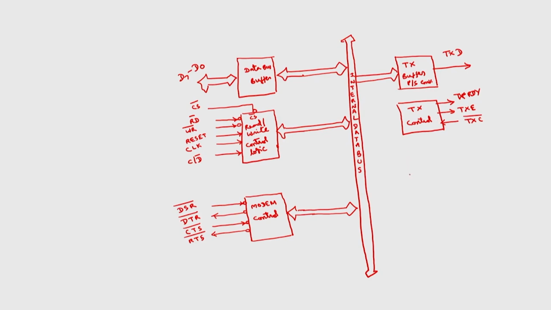Then we have the receiver buffer. Basically, this is a serial to parallel converter. So, this will receive the data on a signal called RxD. This is the reverse of TXD. The serial data will be received, converted into parallel, and given to the internal bus of this peripheral. Similarly, we have receiver control.